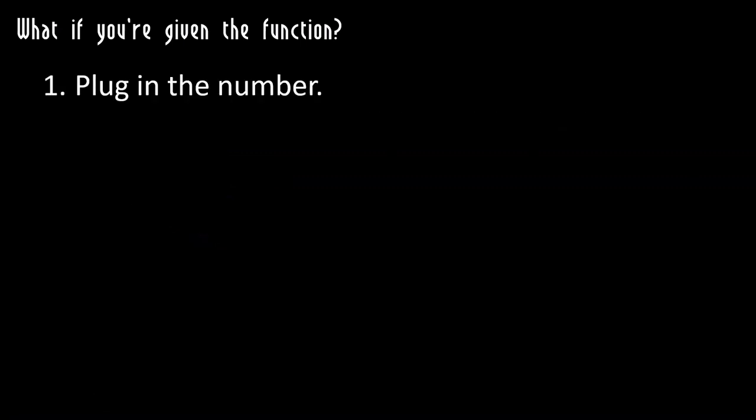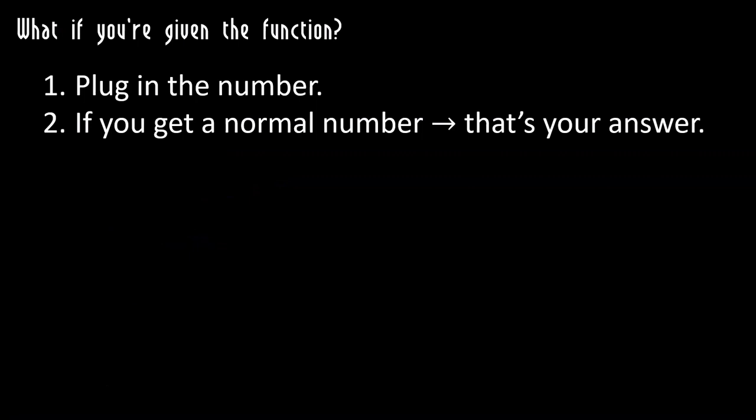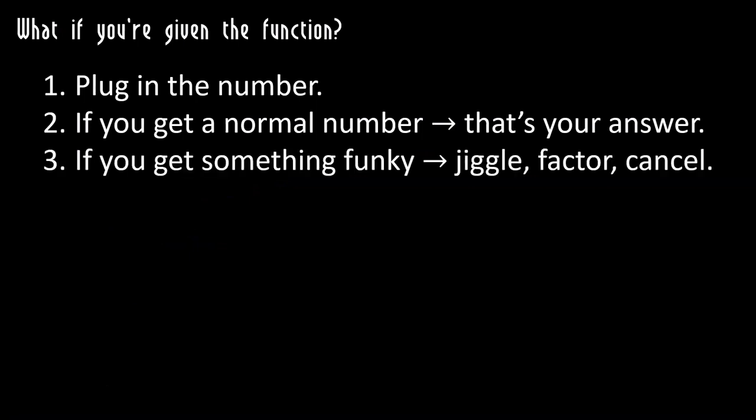Overall, what you want to try is plug in the number. If you get a normal number, that's your answer. If you get something funky, you jiggle, you factor, you cancel. Right now, funky means 0 over 0. There are other funky things, but I won't give you anything other than 0 over 0. If you get like 0 over 1, well, that's just a normal 0. That's no big deal. 1 over 0, the world explodes. That's not good. Remember, plug in first. If you get a normal number, that's good. If you get something funky, you need to jiggle and play with it. For the graphical ones, just follow the function to see what y values get spit out when you plug in the x values.